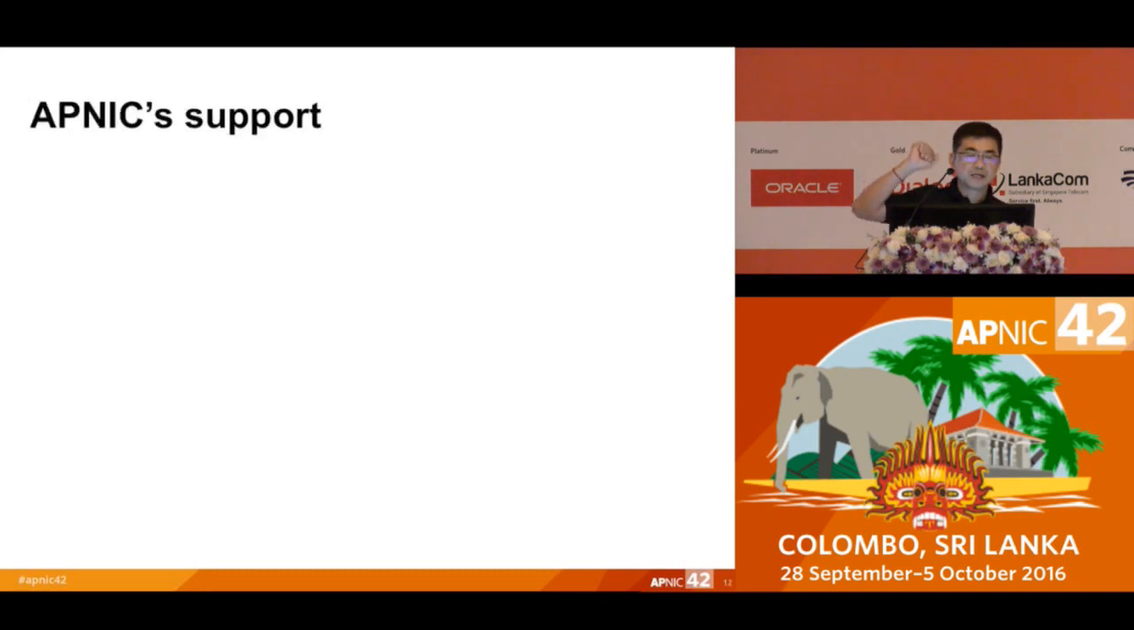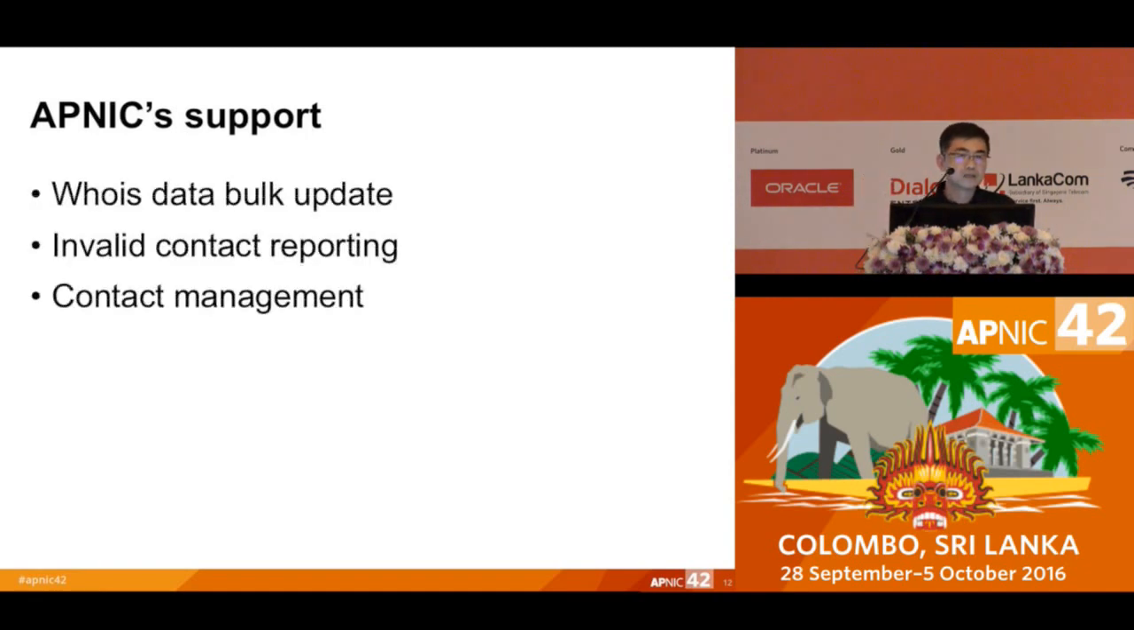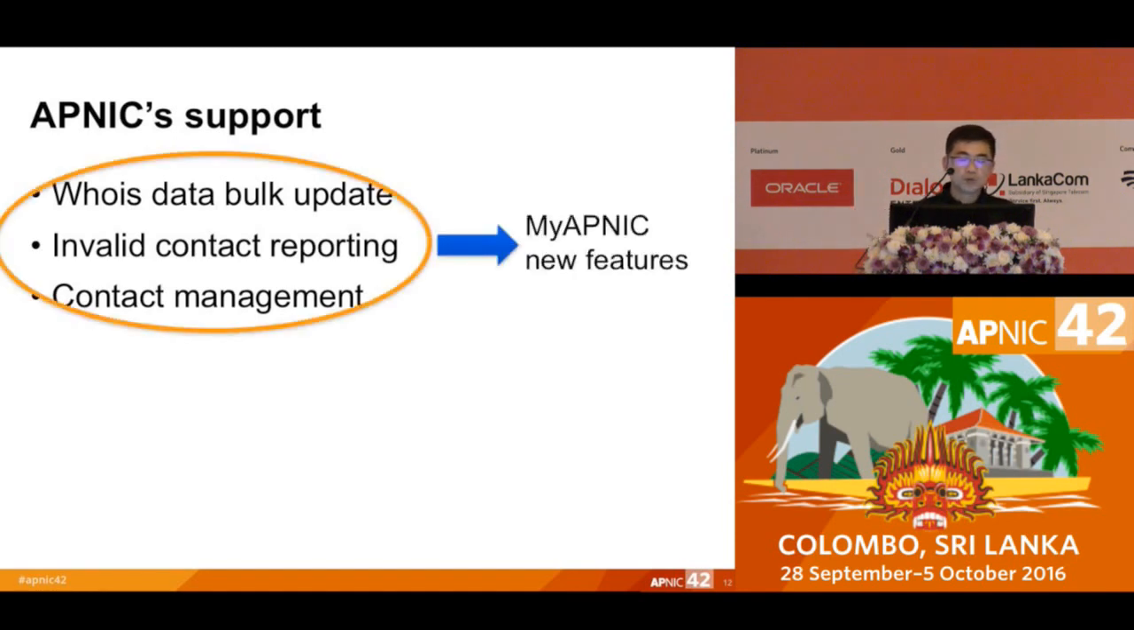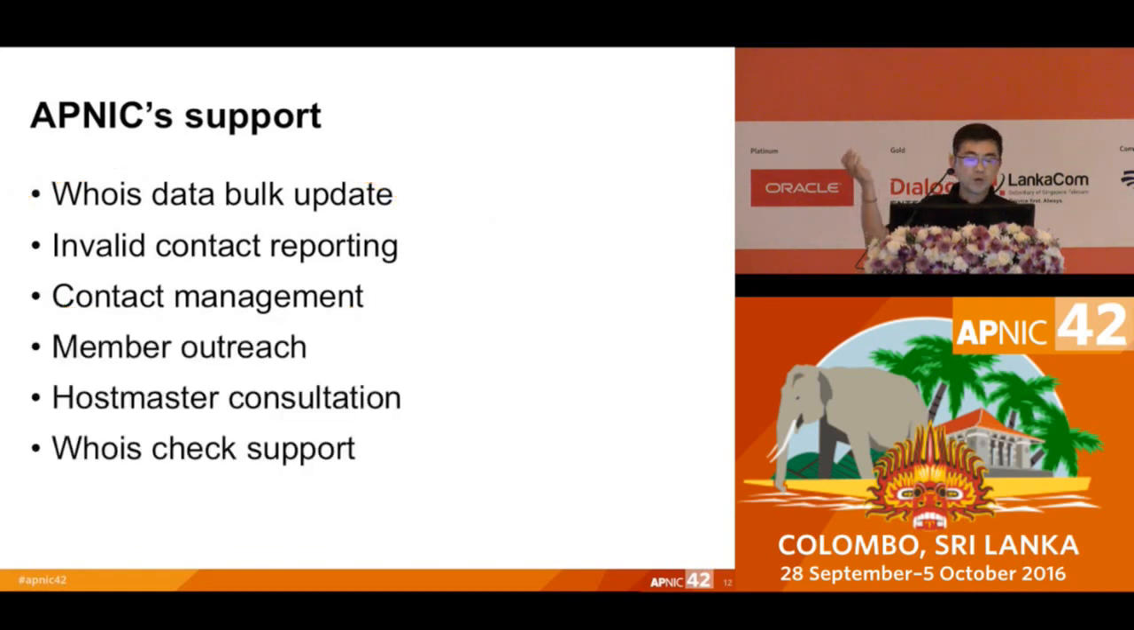And on that, I'd like to share some service improvements that we have made to help contribute to Whois data quality. In the last 6 months or so, we have made quite a lot of improvements to MyAPNIC, in particular bulk update and contact management, and we also worked on helping people to report invalid contacts much easier. And we also want to help engage the community more. We do member outreach, and on a weekly basis we engage members by email or online to do Whois check support.